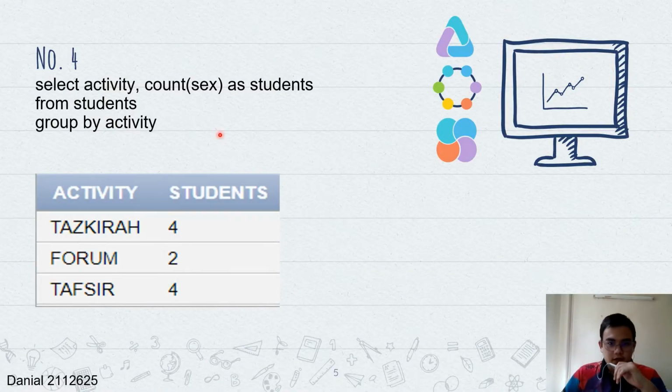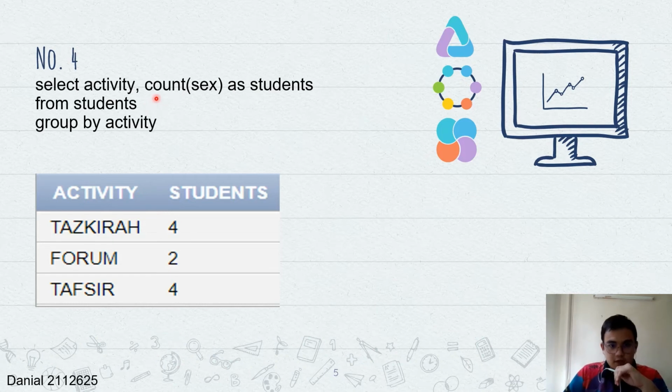The fourth query we have. Let's say we want to know the activity and how many students get involved in a certain activity. So we do a query like this. Select activity, we have to count. What we want to count is the sex, how many students take part in a certain activity.